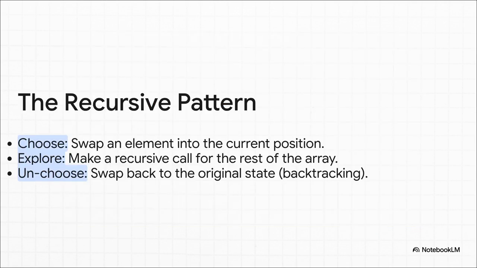And this whole thing follows a classic pattern you see a lot in recursion. It's called choose, explore, unchoose. First, we choose a number for the current spot by swapping it in. Then, we explore all the possibilities that come from that choice by calling our function again for the next position. And finally, and this part is absolutely crucial, we unchoose by swapping it back. We undo our change. That lets us explore other choices for the current spot. That unchoose step is what we call backtracking.